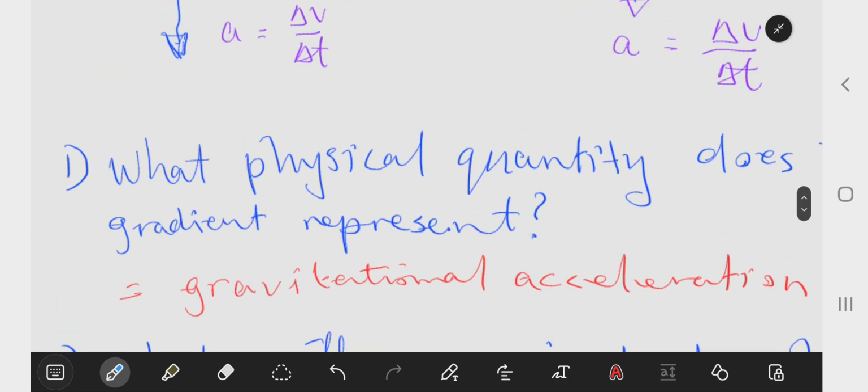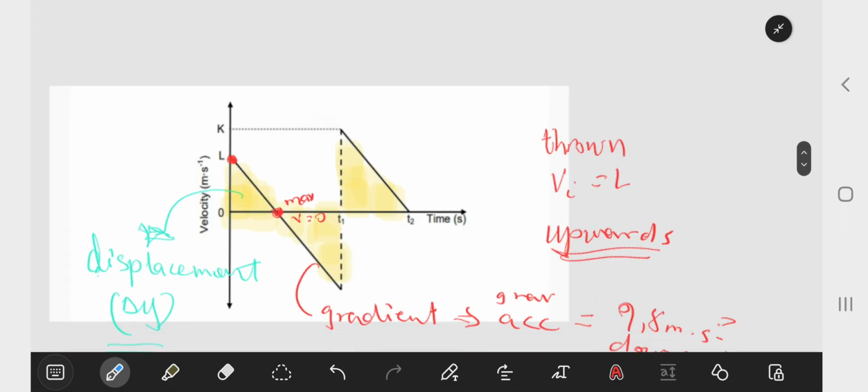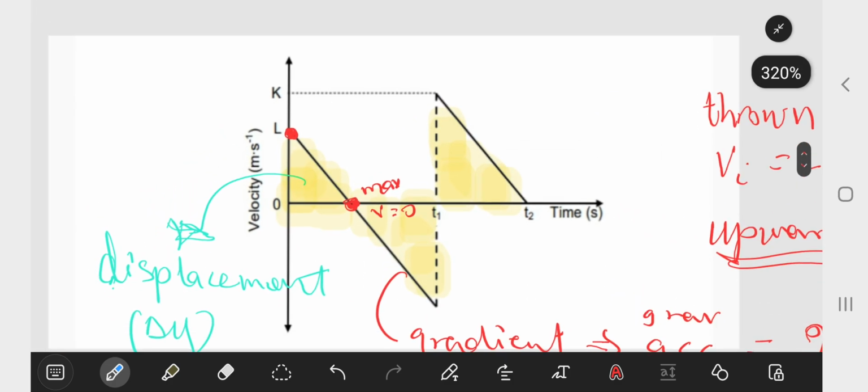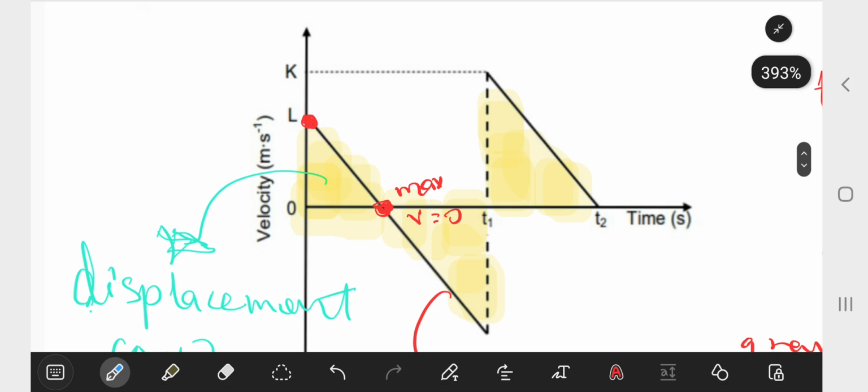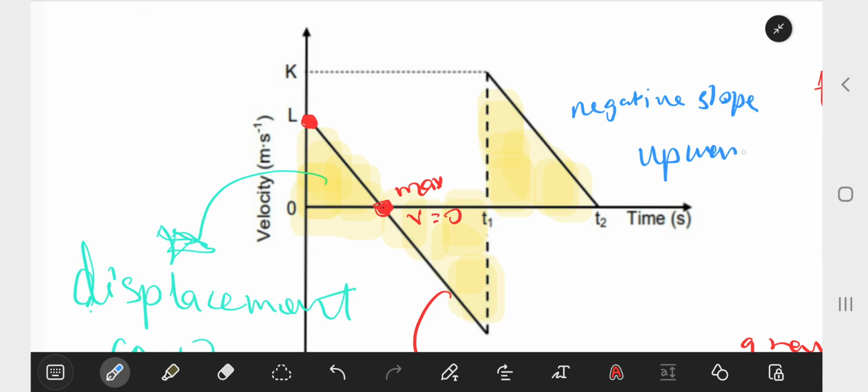However, if we look at a different example, if we look at this example here, which direction was chosen as positive? We can see that the slope of these lines is negative, right? So if it has a negative slope, we said upward was chosen as positive, meaning downwards is negative.